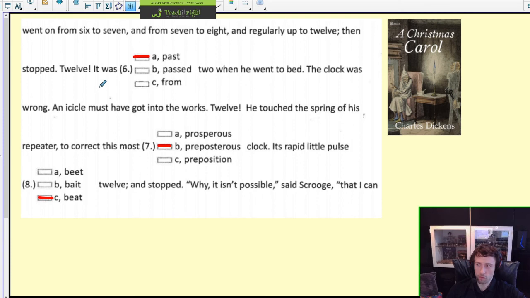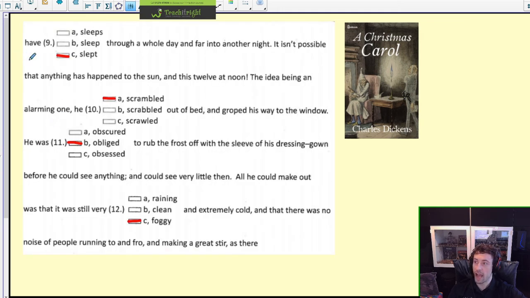The clock was wrong. An icicle must have got into the works. 12? He touched the spring of his repeater to correct this most preposterous clock. Its rapid little pulse beat 12 and stopped. Why, this isn't possible, said Scrooge, that I can have slept through a whole day and far into another night. So what he's thinking is, he went to sleep at 2 at night, and then suddenly it's night time again, 12 o'clock at night. That was in bed for ages.